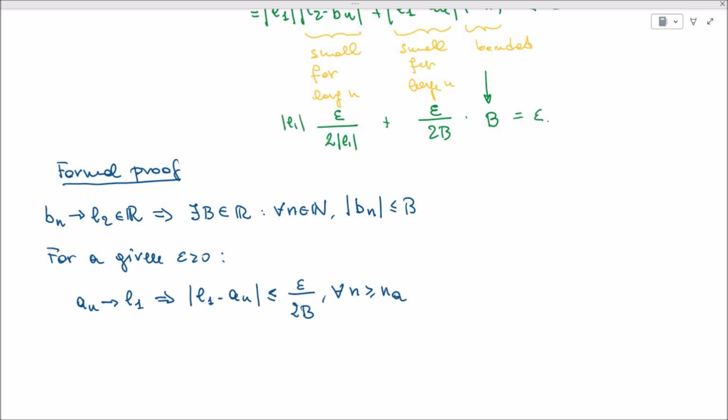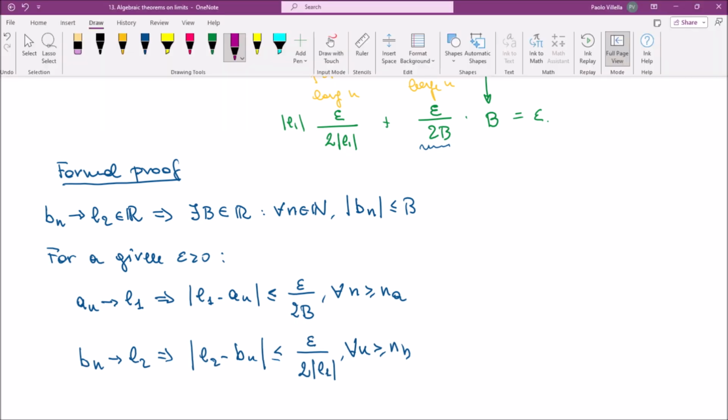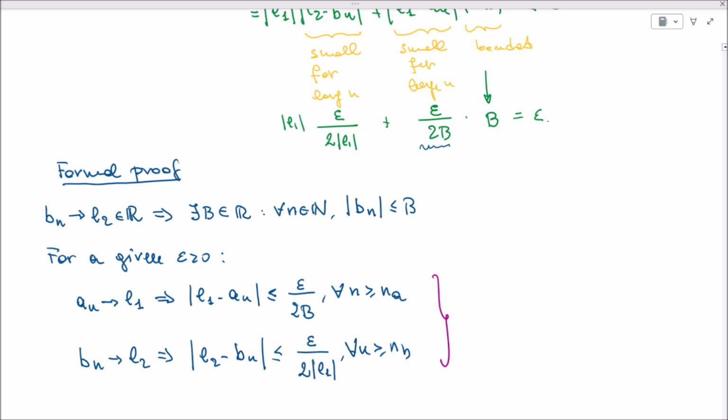Okay, and this is basically what we were mentioning before. So we can make the absolute value of L1 minus An less than or equal to epsilon divided by 2b, with b being the bound for the sequence Bn. Similarly, Bn tends to L2 implies that we can make the absolute value of L2 minus Bn less than or equal to epsilon divided by 2 absolute value of L1 for every n larger than or equal to some nb. And let's make a remark here: we might have a problem if L1 is 0 or b is equal to 0. We will deal with this later, but for the time being, let's suppose that L1 is different from 0 and b is different from 0.